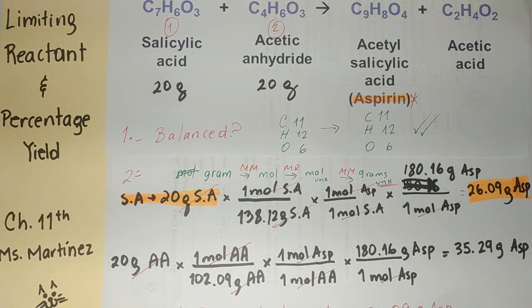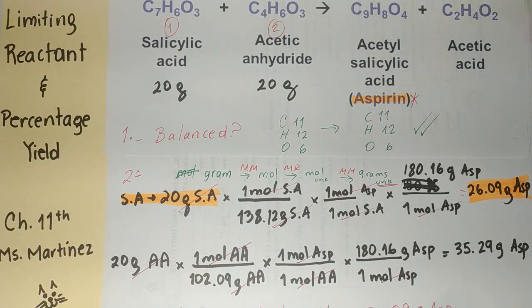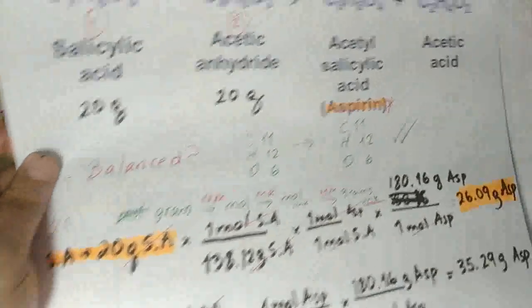Now, imagine that we are in a lab and we make salicylic acid and acetic anhydride react. In real life, under real conditions, we're never going to get 26.09 grams. Not even 26, no more than 26. We're always going to get less. And that is because in real life we have many conditions that may affect the result of a chemical reaction. That's why we're going to introduce the new topic, which is percentage yield.